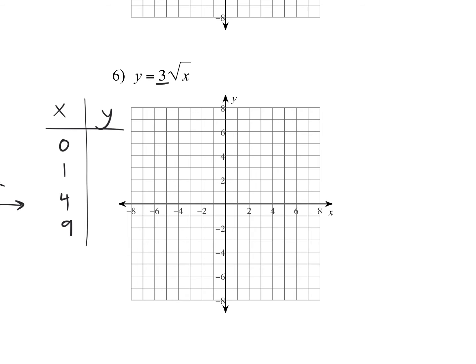So square root of 0 is 0. 0 times 3 is 0. Square root of 1 times 3 is going to be 3. Square root of 4 is 2. 2 times 3 is 6. And then the square root of 9 is 3, and 3 times 3 is 9. Okay, so if I plot these points, 0, 0; 1, 3; 4, 6; 9, 9, somewhere up here.